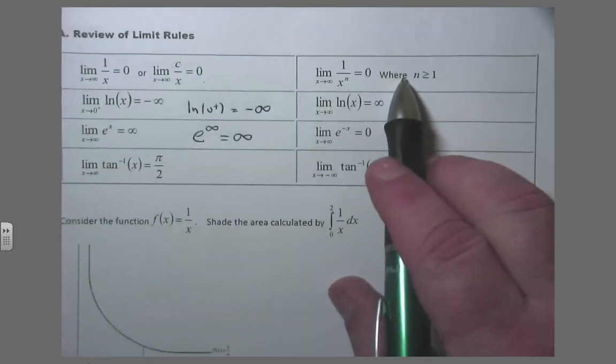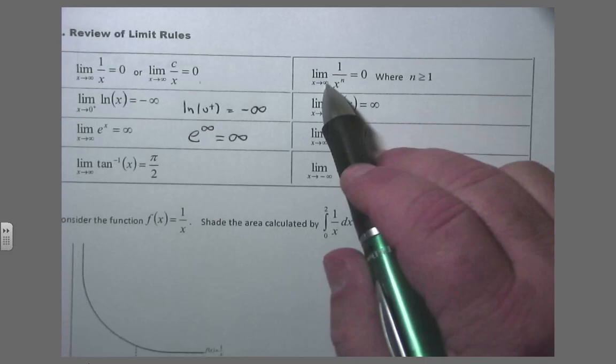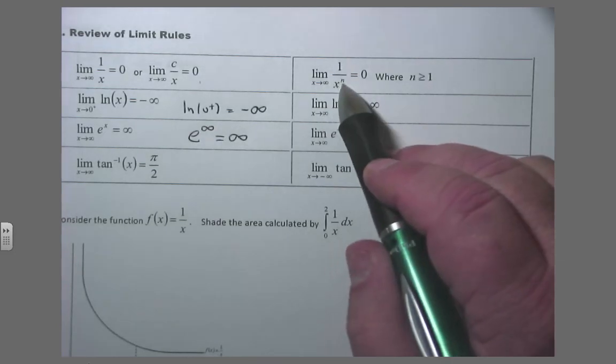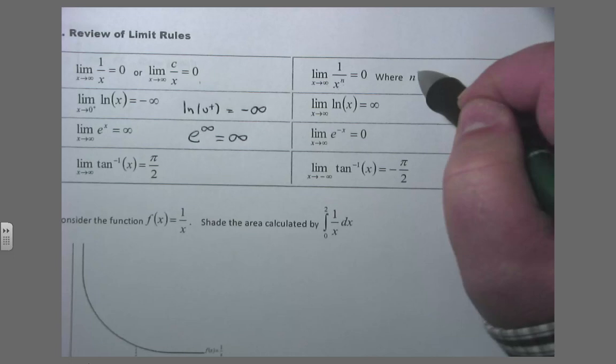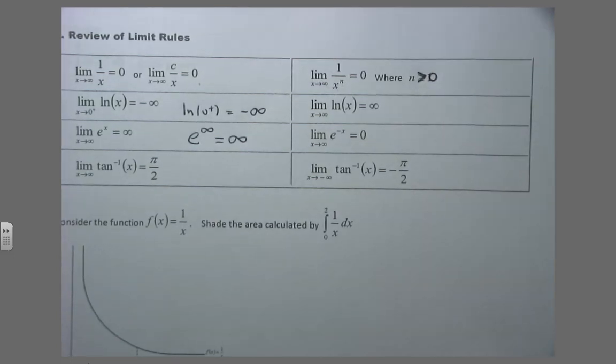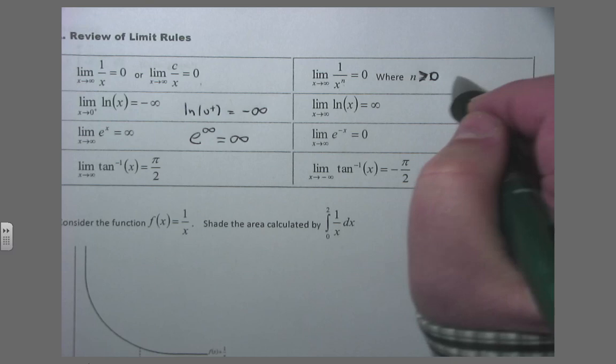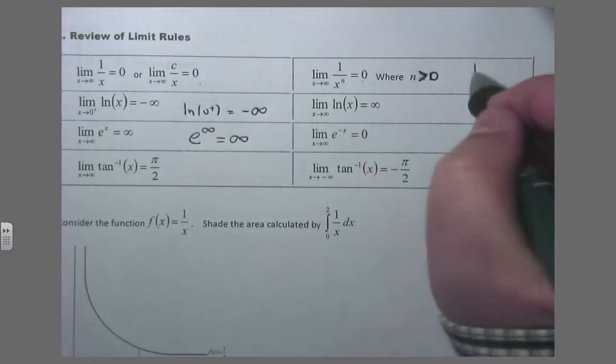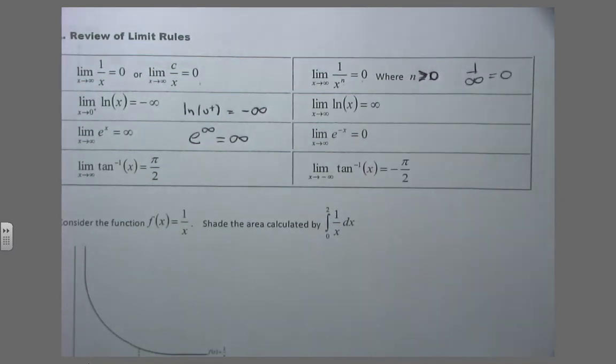Let's jump over here real quick. When I take the limit as x approaches infinity of 1 over x to any power, as long as the power is greater than 0, 1 over infinity to a positive power, that infinity is in the denominator, which means it goes to 0. So 1 over infinity is always equal to 0.